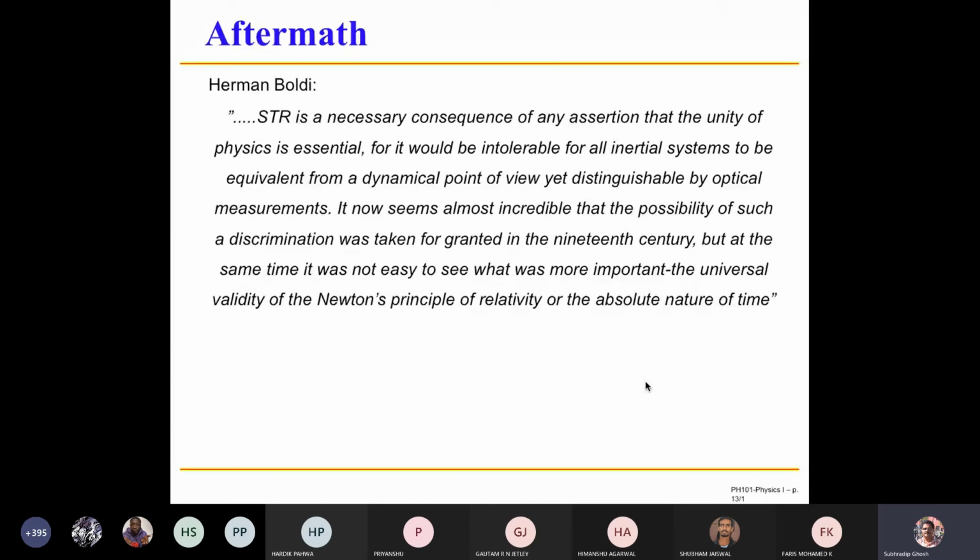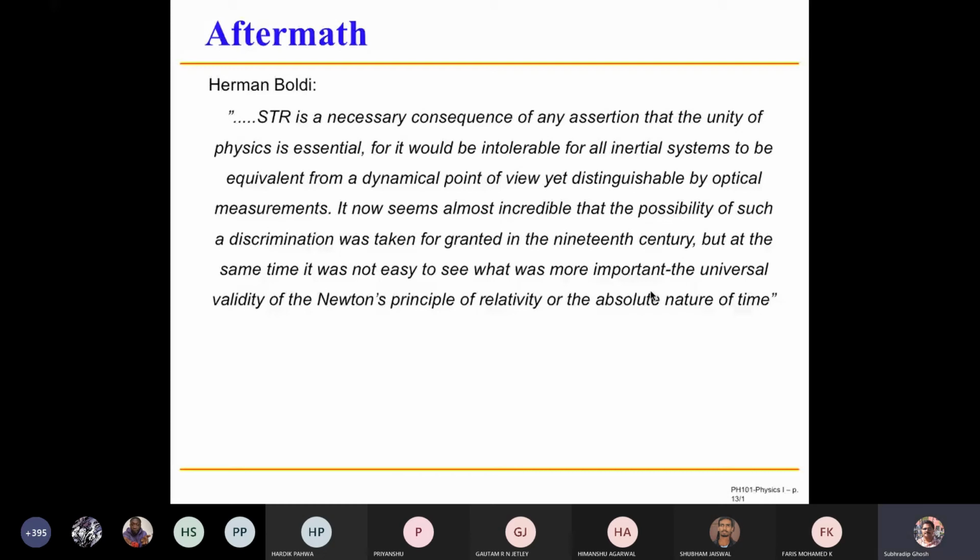And then he goes on saying, it now seems almost incredible that the possibility of such a discrimination was taken for granted in the 19th century. So basically people completely overlooked that there are contradictions in their ideas. But at the same time, it was not easy to see what was more important, the universal validity of Newton's principle of relativity or the absolute nature of time. So here he hinted at something that was so far completely neglected in the foundation of mechanics. People had put too much emphasis on Newton's principle of relativity and its validity, its robustness, but they completely ignored the other aspects that go into it. One of them is certainly time.